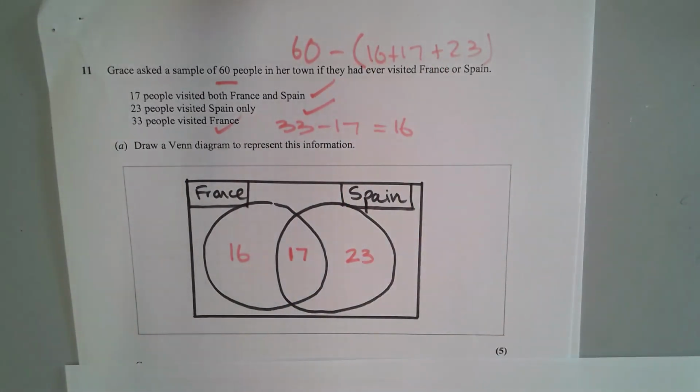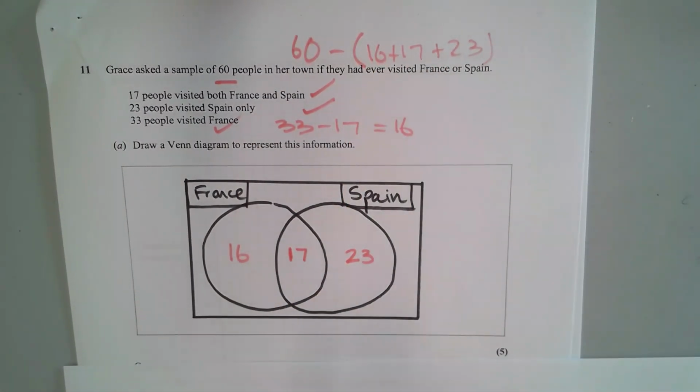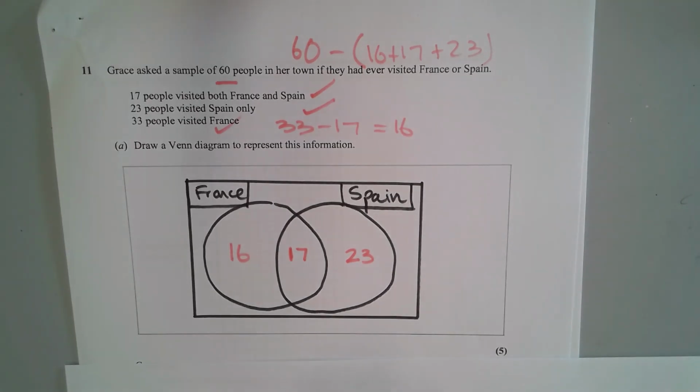So, apologies, it went blurry a second there. 33 plus 23 is 56. So we're looking there at 60 subtract 56. That gives us 4. So 4 goes in that box there. Okay? Or anywhere outside, as long as it's still in the box.